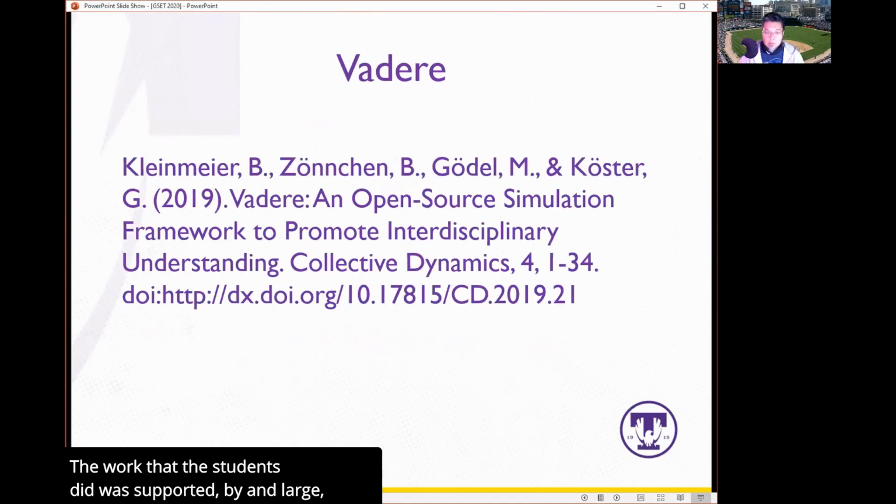The work that the students did was supported by and large through an open source simulation framework that they used. The name of this system is Vadere, and this was developed at the University of Munich by Kleinmeyer and colleagues.